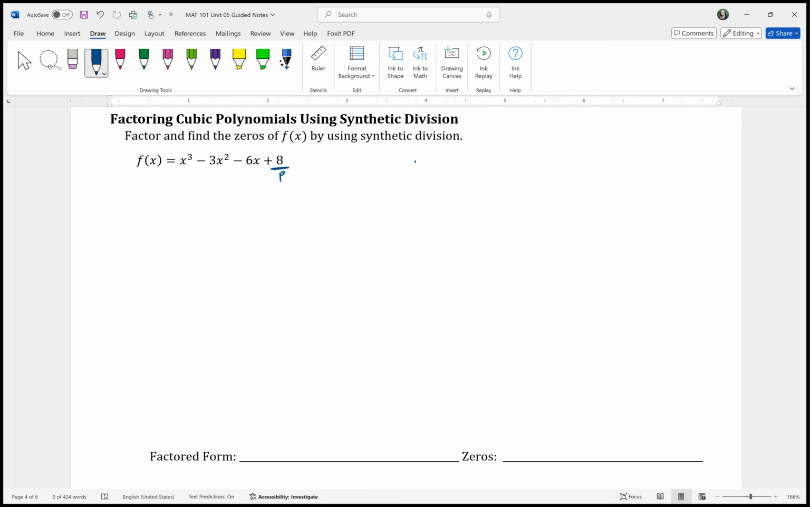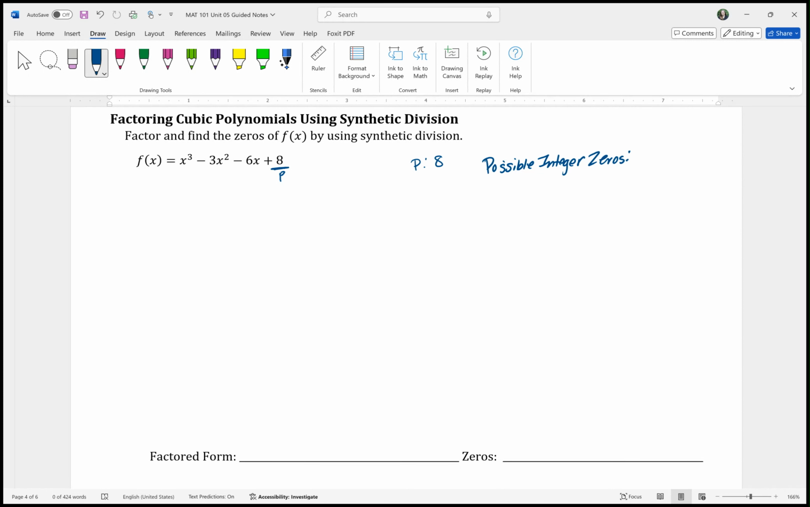So we're going to look at P. P in this problem is 8. Now, how do I come up with my list of possible integer, that's whole numbers, zeros? So these are not actual zeros, this is just the list of possibilities.